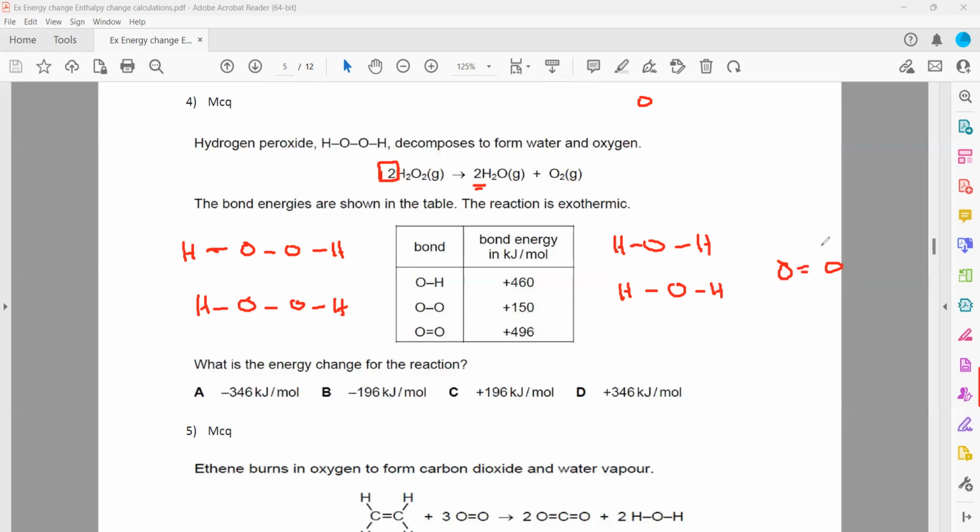Then after drawing the structure, because only one water molecule is drawn, in 2H2O, what is the meaning of 2H2O? 2H2O means there are two water molecules. Each water molecule contains two hydrogen and one oxygen. So this is one water molecule, then there will be another one.